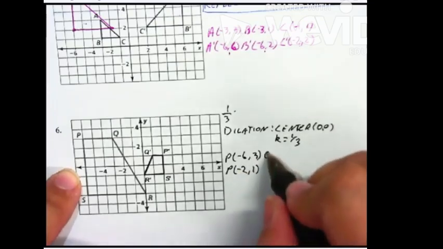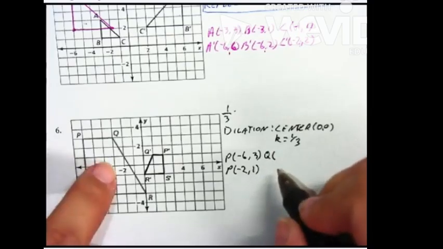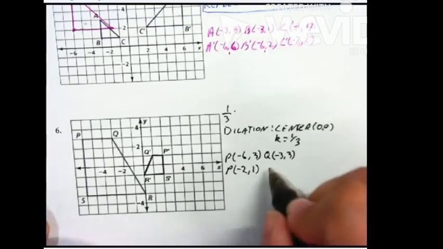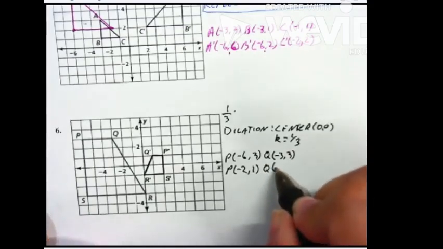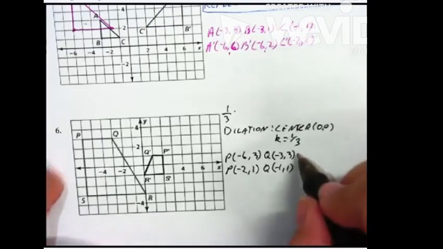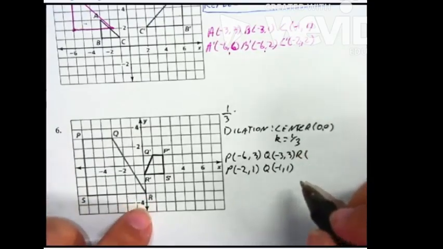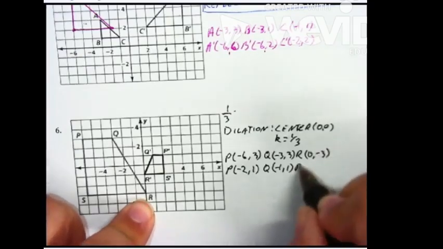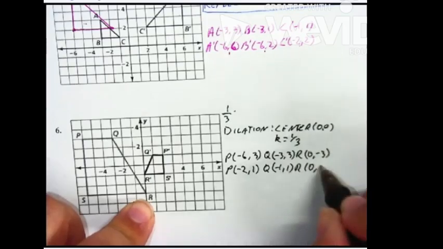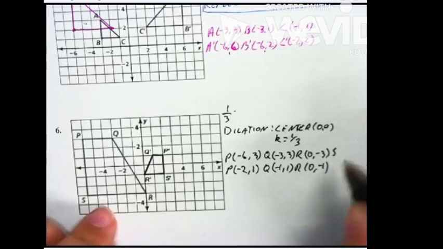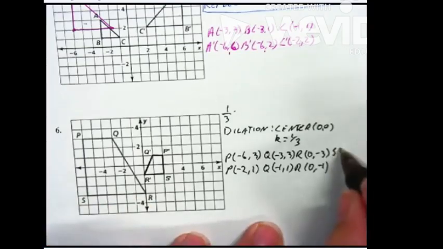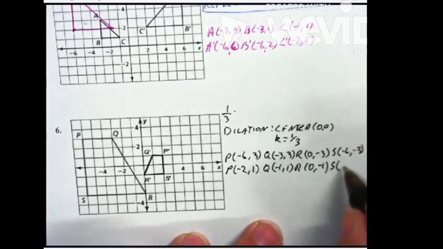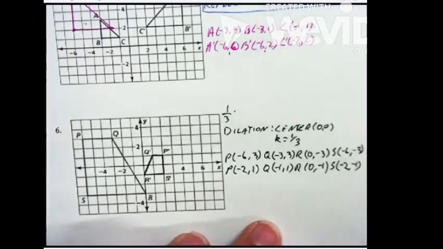All right. Q is currently at -3, 3. So that's going to move it down here to -1, 1, because we're just dividing everything by 3. R over here is at 0, -3. So that's 1/3 of 0 is 0, 1/3 of -3 is -1. And S is at -6, -3, so 1/3 of that will be -2, and 1/3 of that is going to be -1. All right. So there's that.